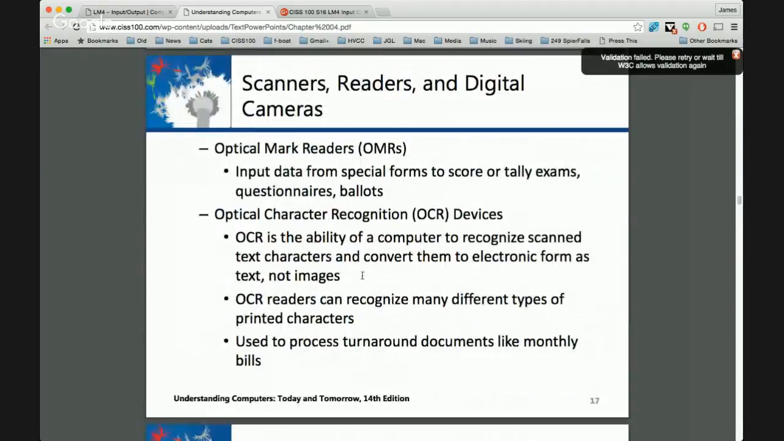I'm not going to say anything about optical mark readers, optical character recognition. Anybody have scanners on their phone, by the way? A few? I recommend them, especially in an educational environment.